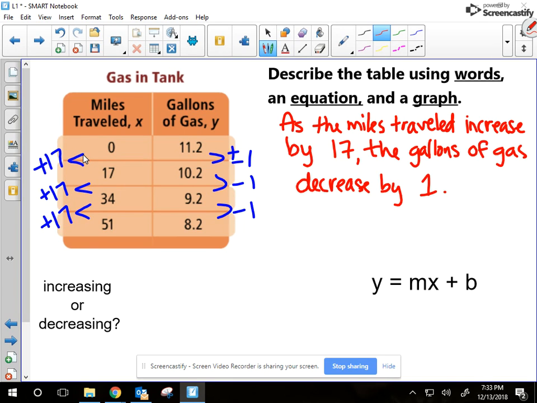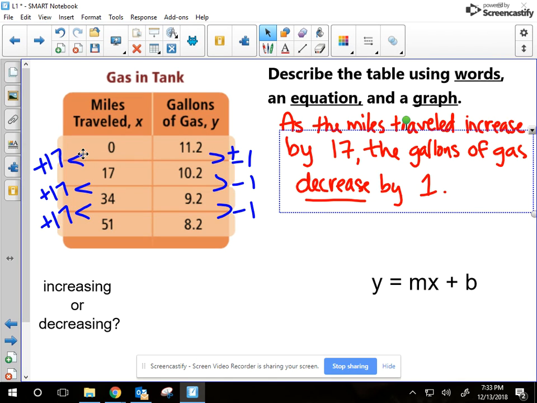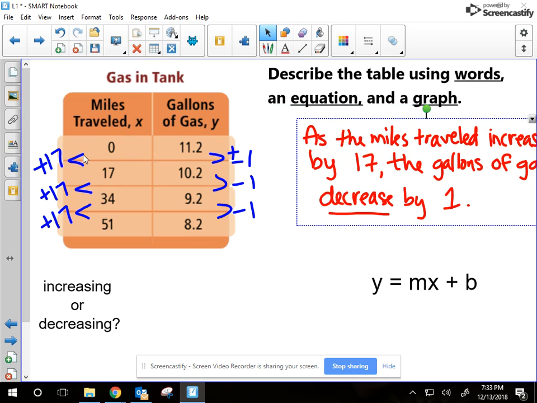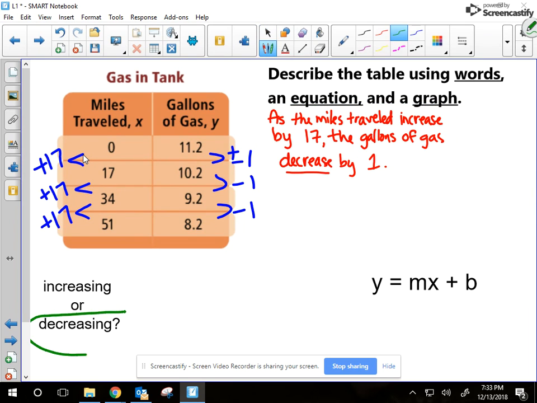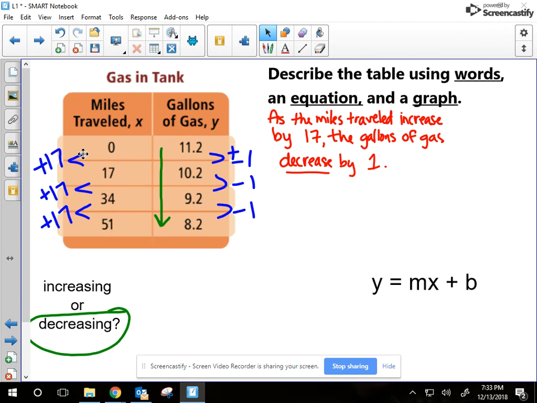Because it decreases there, now we know that our graph is going to be a decreasing graph. So we want to keep that in mind, and we'll mark that as well. It's going to be a decreasing graph because as we go this way, those values decrease.